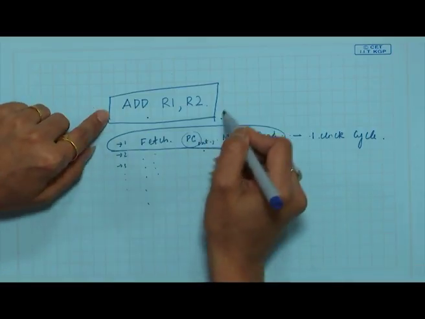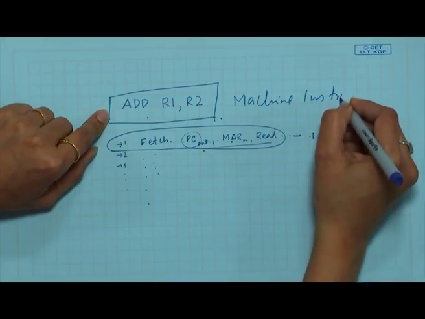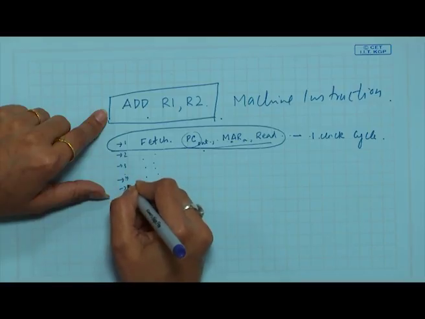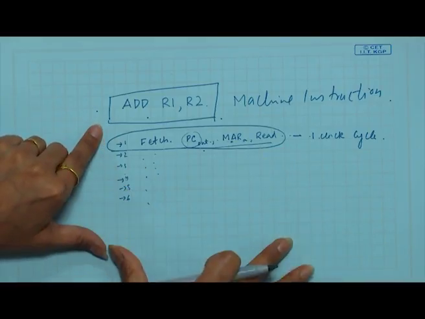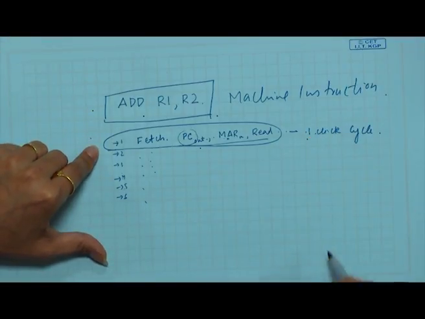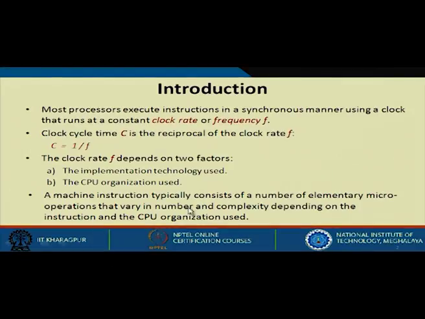Let us say to execute this machine instruction we require some basic steps. Let us say we require 6 steps to execute this instruction, and each of these steps requires one clock cycle. So, this is what we meant by a machine instruction typically consisting of a number of elementary micro operations that vary in number and complexity depending on the instruction and the CPU organization used.